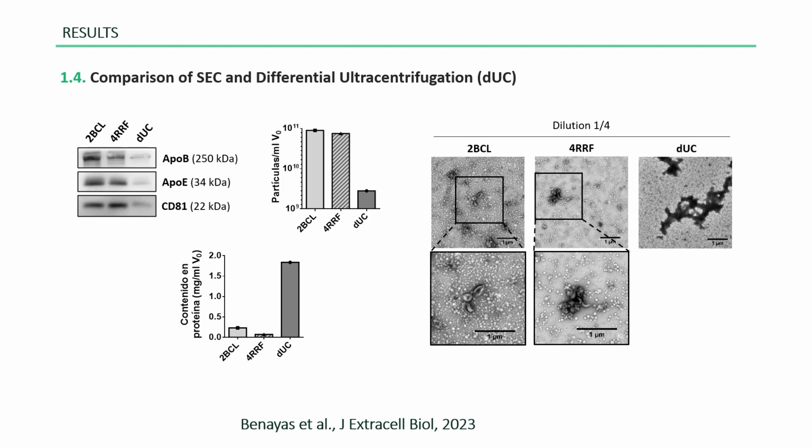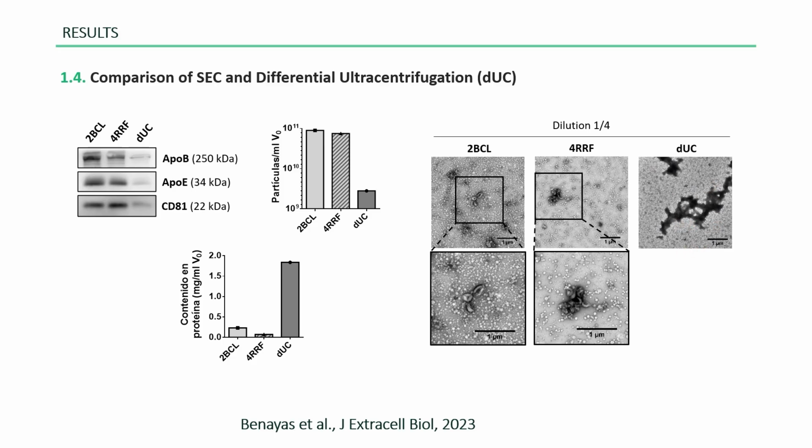And finally, we wanted to compare with the gold standard, that is ultracentrifugation. And as you can see here, we had a very poor yield with ultracentrifugation compared with size exclusion chromatography. But then if you quantitate the protein in the samples, the ultracentrifugation gives a very high protein content, but this is not related to the number of vesicles, but with really protein aggregates that can be clearly seen in the electron microscopy micrographs.